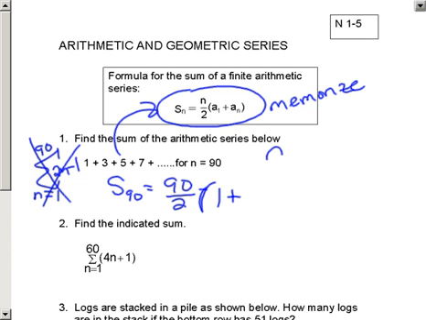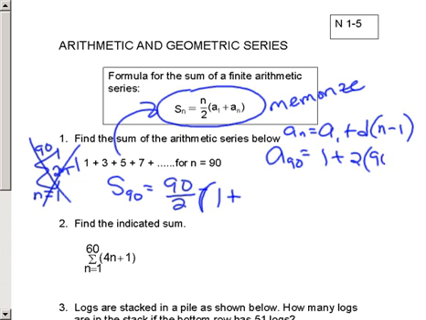Well, you use A90 equals your other formula, which is what? AN equals A1 plus D times N minus 1. Remember this formula? So to find A90, you just write A1. What's our D? What's our common difference? Times 90 minus 1. So that'll give you your A90. What will it be?